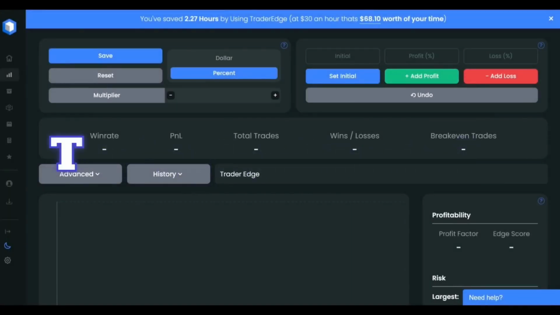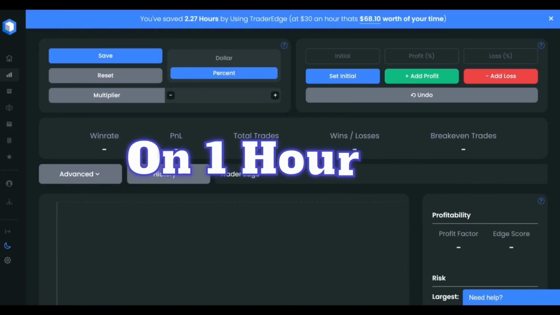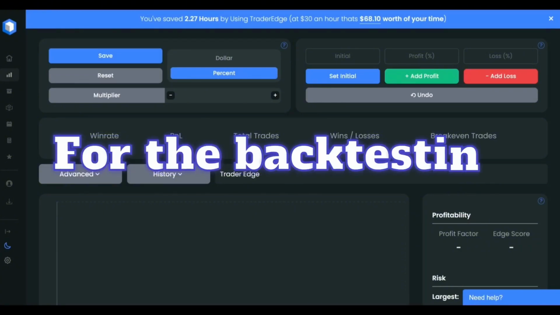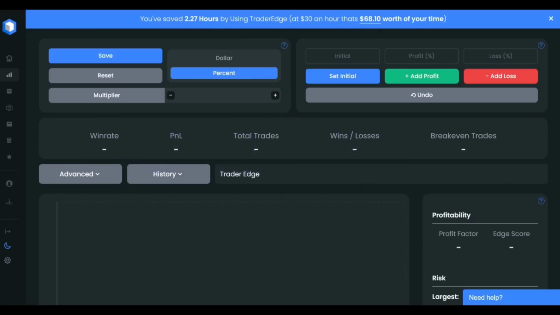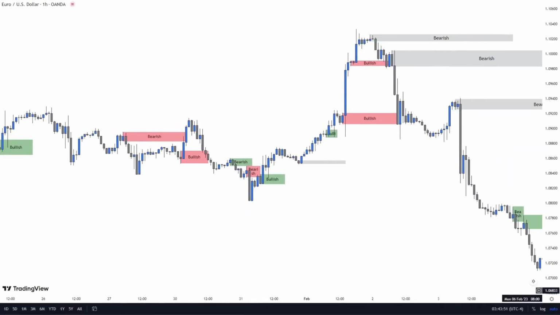We have backtested this trading setup 100 times on the euro-dollar pair in the 1-hour time frame. For the backtesting, we use Trader Edge software, which allows us to save so much time while backtesting our strategies. We set our initial account size at $10,000 with 2% risk, targeting 4% profits. Now let me show you the results we have got.